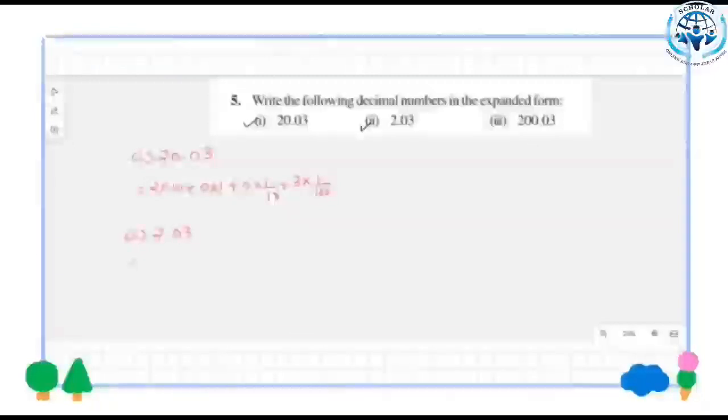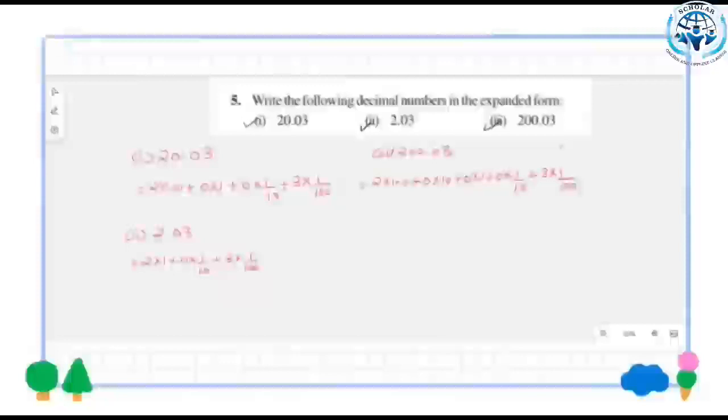2.03. Writing in expanded form, we get 2 into 1. That means at the ones place, 0 into 1 by 10 plus 3 into 1 by 100. Third one, 200.03. Ones, tens, hundreds. So 2 into 100, 0 into 10, 0 into 1 plus 0 into 1 by 10 plus 3 into 1 by 100.